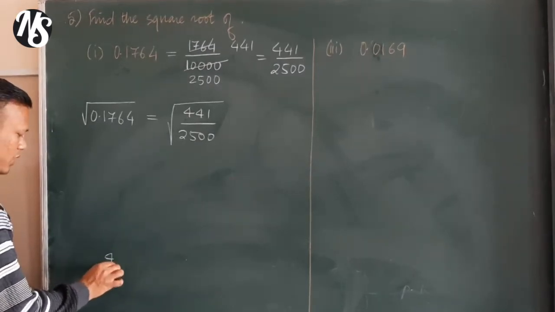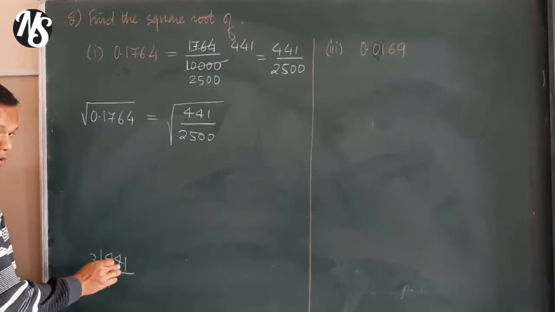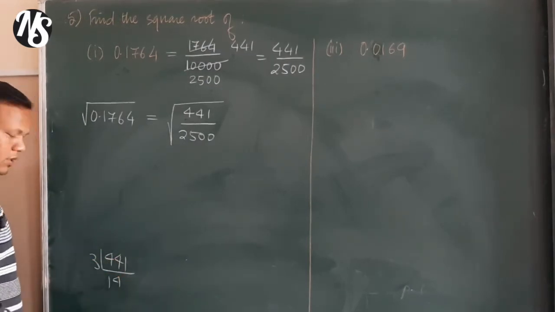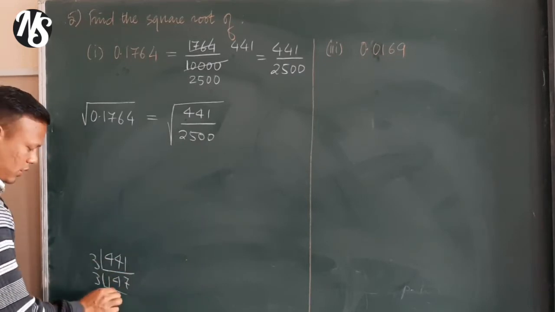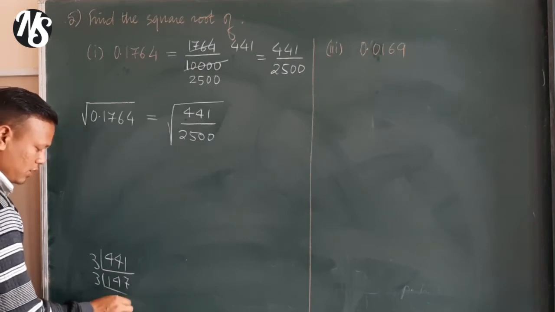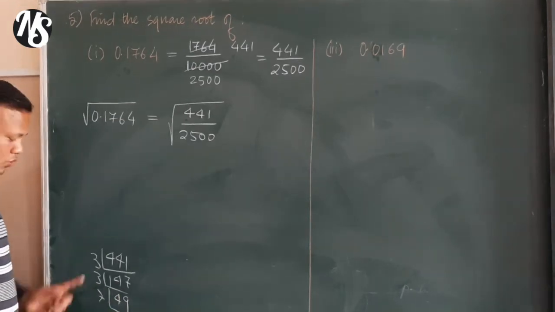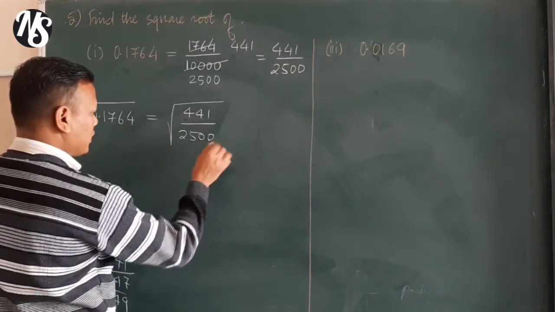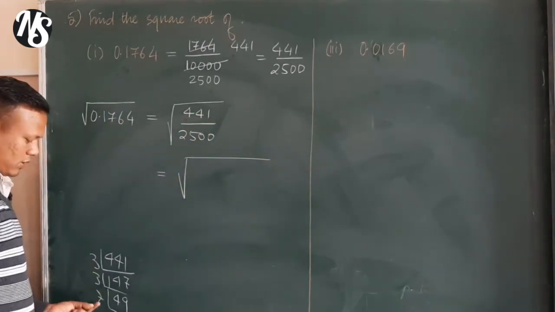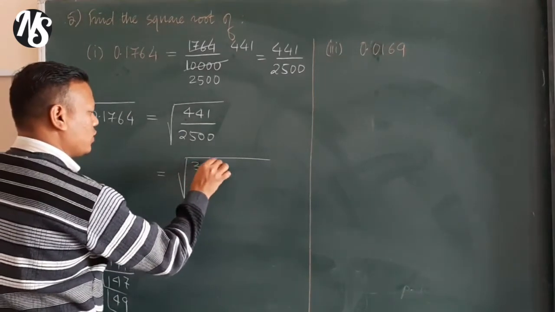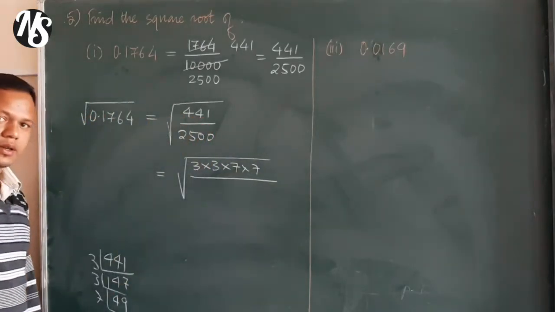Okay, so we have 441. Let's divide with 3. So 3 ones are 3, 1 goes over there, 14. So 3 4s are 12. So 3 7s are 21. Again with 3, right? So 3 4s are 12, 3 9s. So with 7 you get this one. Yes. So these are the factors of 441. That means in place of 441 I am going to write 3 into 3 into 7 into 7. That's what I have written in place of 441.